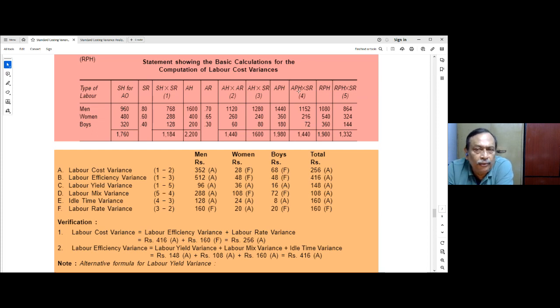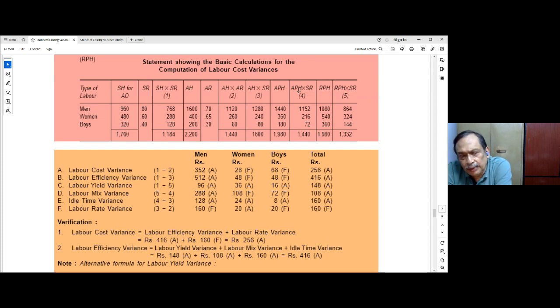5, that is 5 minus 4, that is RPH into SR, that is 5, minus APH into SR, that is 4. So we get men 288 adverse, women 108 favorable, boys 72 favorable, and total mix variance is 108 adverse.